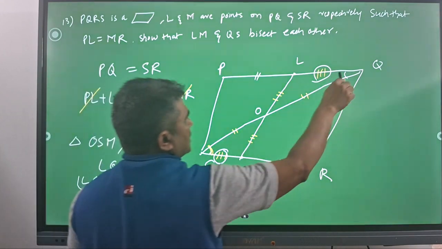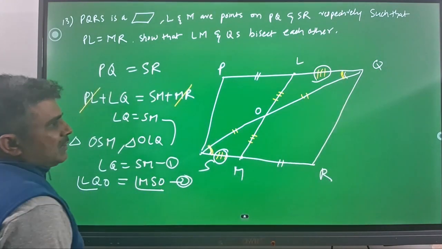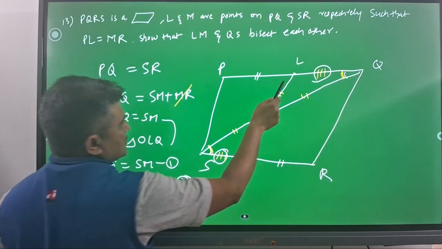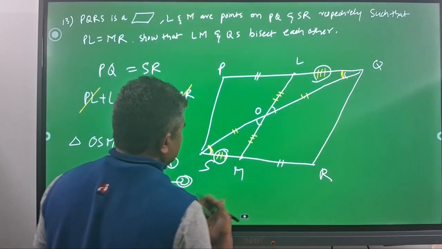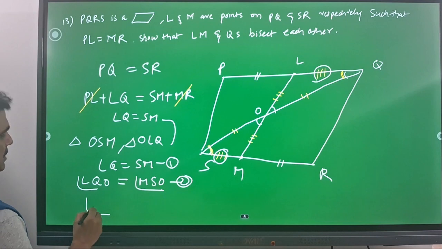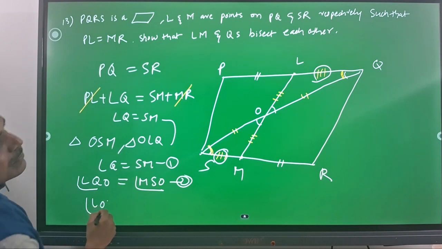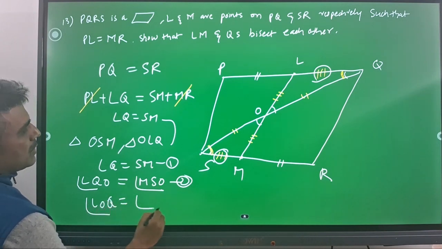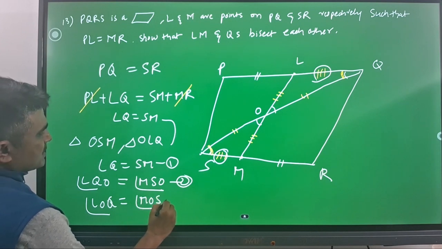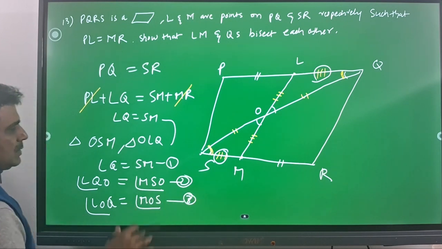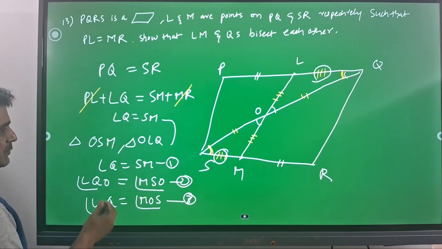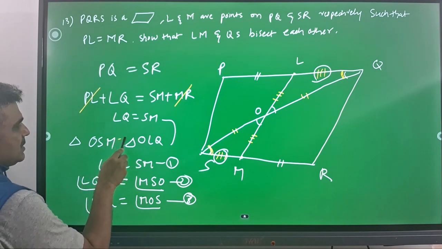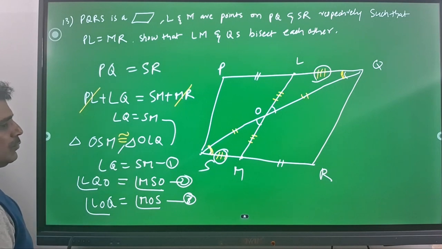This angle and this angle are equal. And since these two are crossing each other, the vertically opposite angles are equal. So angle LOQ is equal to angle MOS, which is the third relation. So from these three equality relations, we can say that triangle OSM is congruent to triangle OLQ.